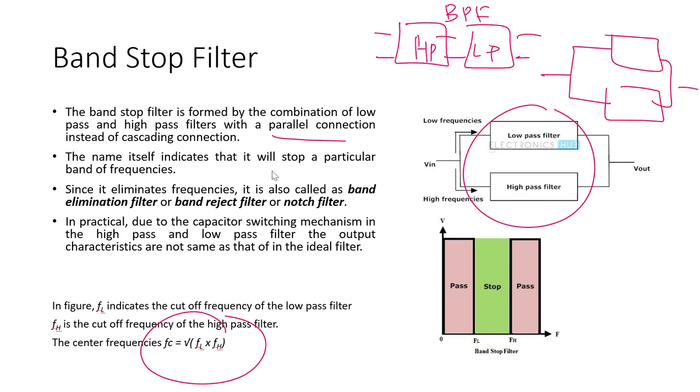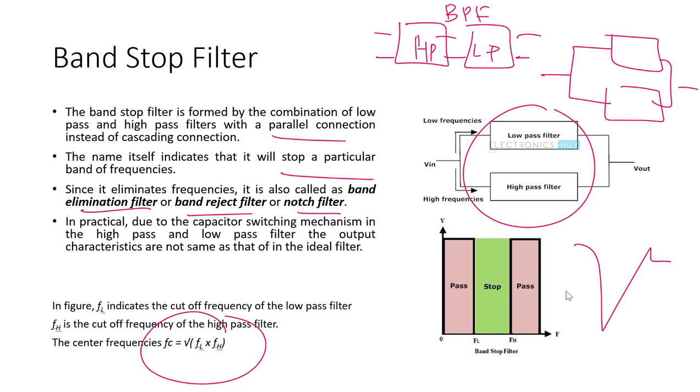The name indicates that it will stop a particular frequency. Since it eliminates frequency, it is also known as the elimination filter, rejection filter or notch filter. As we previously discussed, the notch is something like this. A notch is the cut in fabrics that people make when they stretch the clothes.